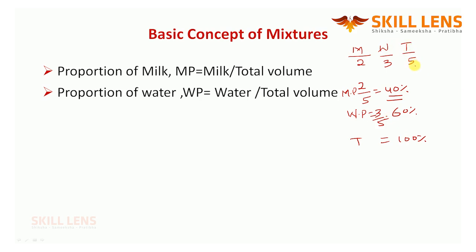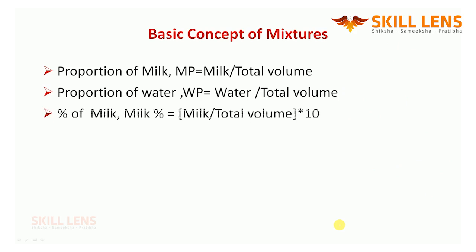So the total is 5 parts. And again, how can you get it? 1 minus 2 by 5, that is 5 minus 2 by 5, which is nothing but 3 by 5. Okay. So this is how you can get your answers very easily. So if you know one proportion, you can actually calculate the other proportion. How? 1 minus the known proportion. So that's how you can get your answer.